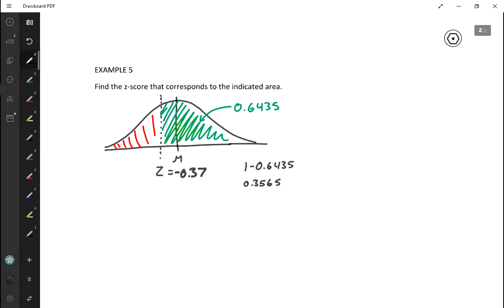So that's how to take a look at the normal curve in the context of z-scores and the area and what it represents. It's how much of the data, or the probability that it's greater than or less than a specific z-score.